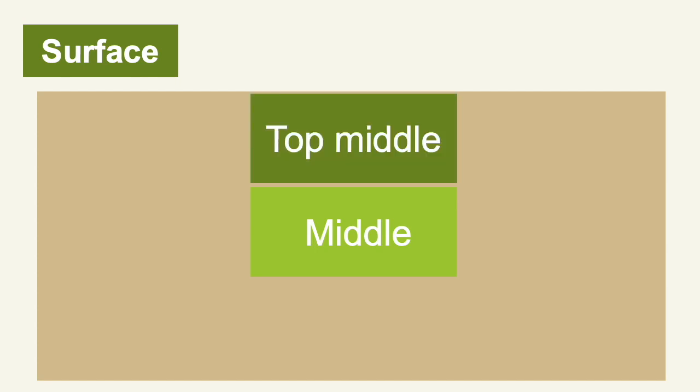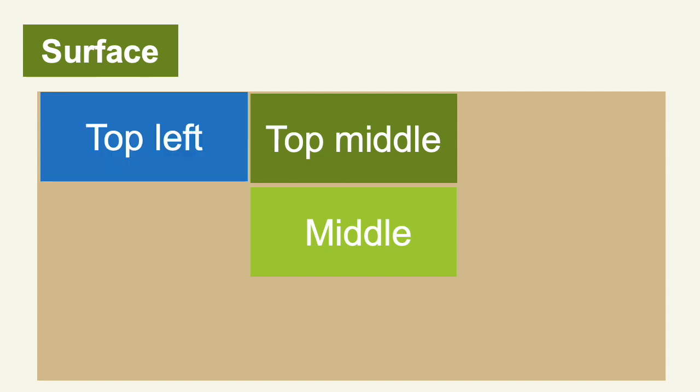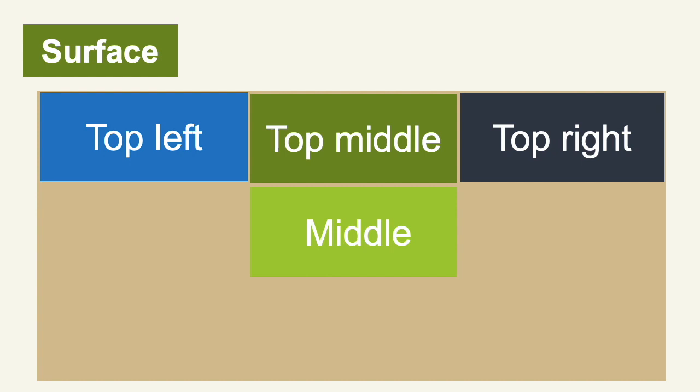Now, we could divide this square into 9 pieces. For example, at the middle, we call it a middle. That's easy, right? Now, right above that, we call that top middle. Be cautious. We don't say middle top. We say top middle. The meaning is the same, but for some reason, top middle is more used. Now, if it's on the left side, we say top left, and on the right side, top right.